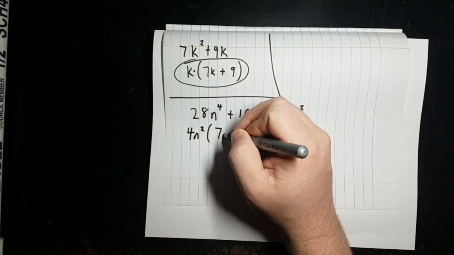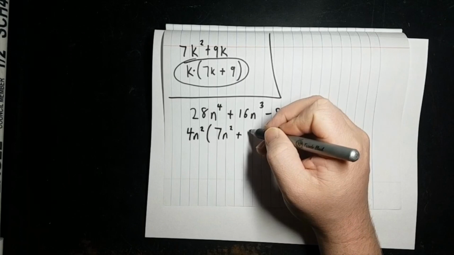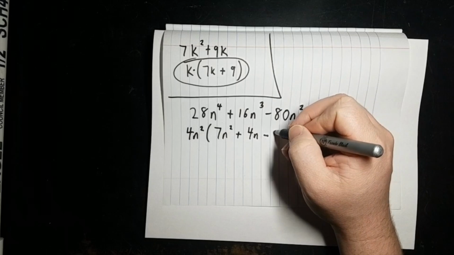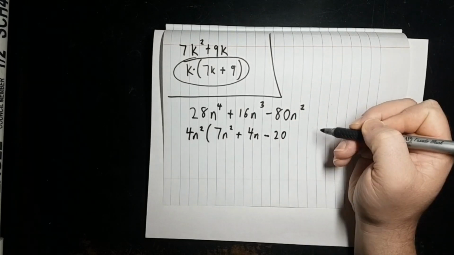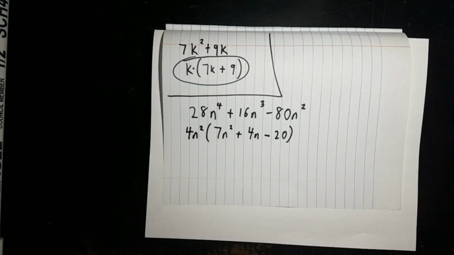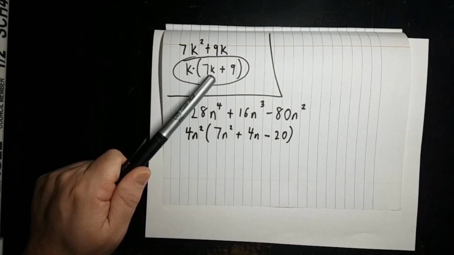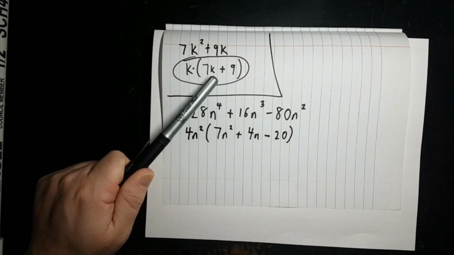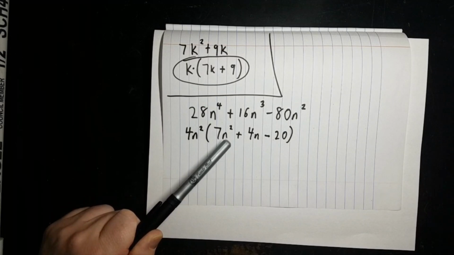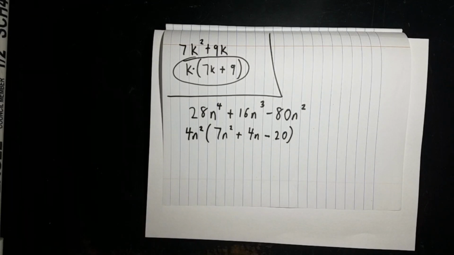If you do that, you end up with 7n squared plus 4n minus 20. Is that how we get there? Yeah, I guess so. That's weird. That's how it works. Now, we're not done yet. The reason why we were done up here is because when we took out that GCF, we ended up with a linear factor. But the second we took out the GCF, we still have a quadratic. So, we continue with the Tucker method with what's inside the parentheses.